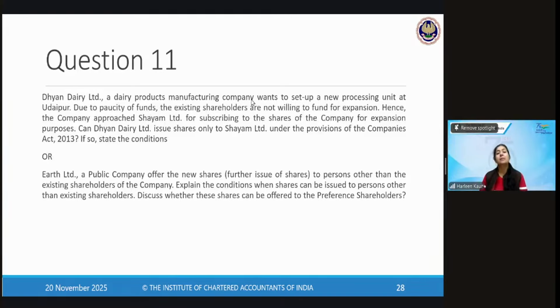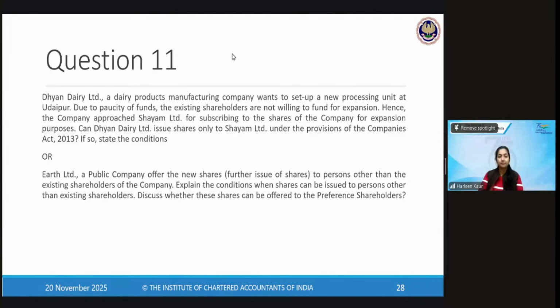So Dhyan Dairy is a manufacturing company. They want to set up a new processing unit, and due to the need for funds, they have exhausted the existing shareholders, who are not willing to fund the expansion. Therefore, they have approached Sham Limited, a public company, for subscribing to the shares of the company for expansion. Can the company issue shares to Sham Limited? Discuss the further issue of shares to persons other than the existing shareholders. Explain the conditions where you can issue shares to persons other than existing shareholders, and whether these shares can be offered to the preference shareholders. So question number 11, we are going to answer both the questions.